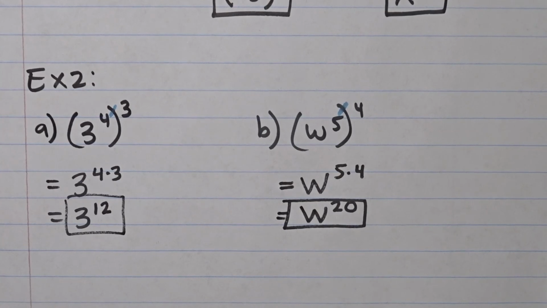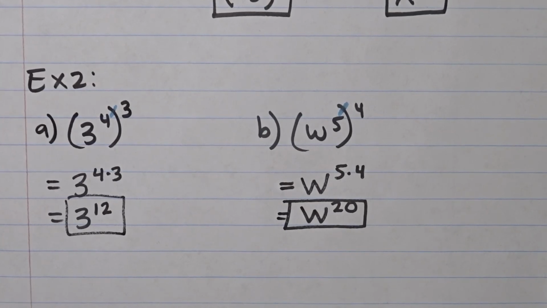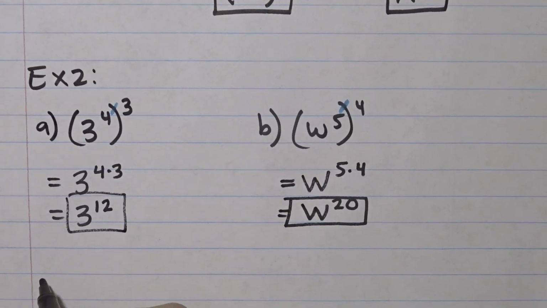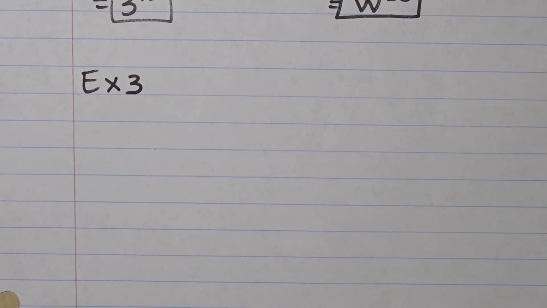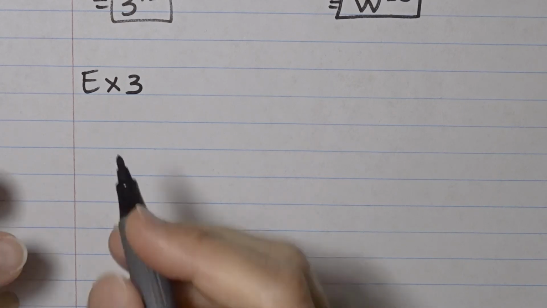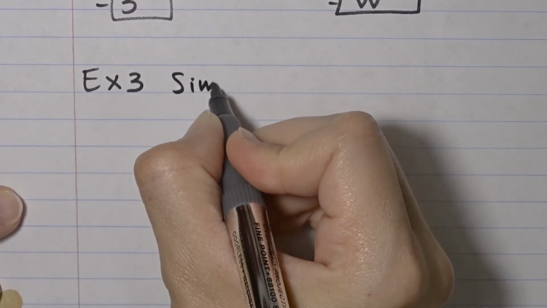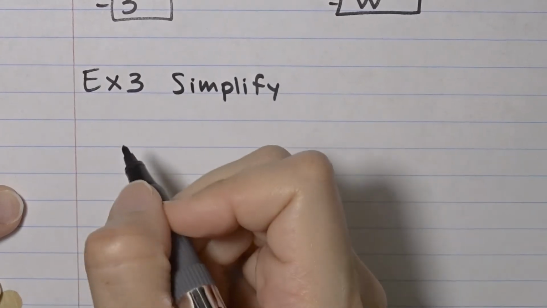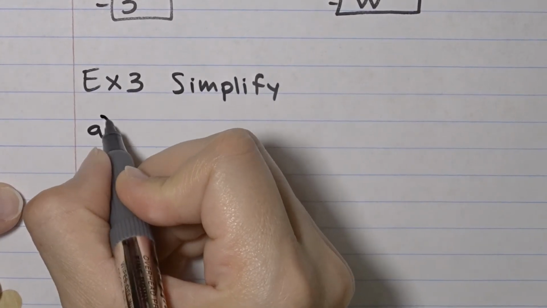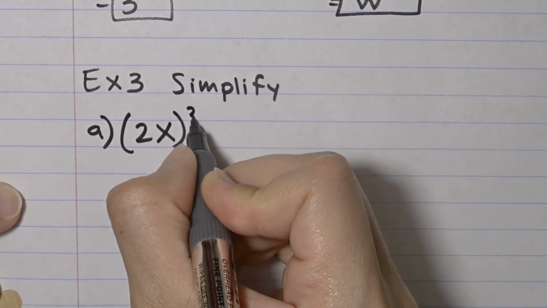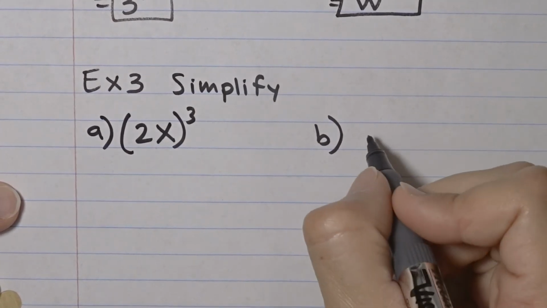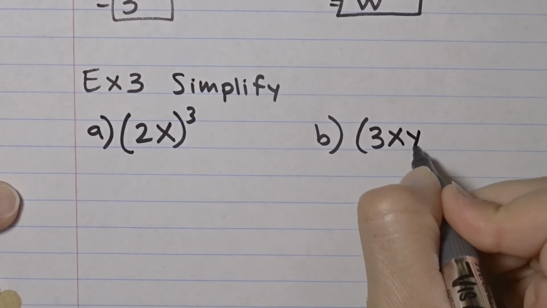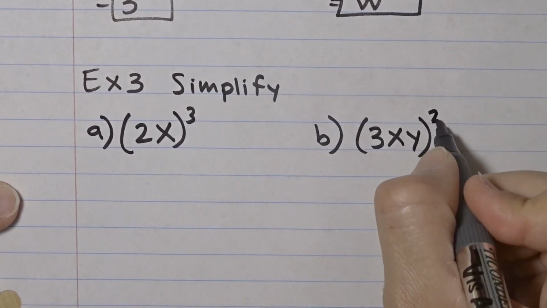All right, and one more example. Example 3. And example 3 says 2x to the 3rd power. And again, we're going to simplify. Write it in the simplest terms. 2x to the 3rd power, and then we got b that says 3xy to the second power.